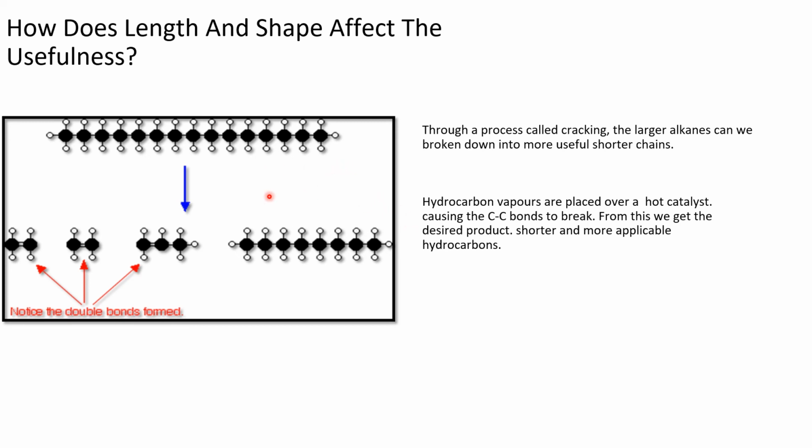So the longer chains are placed over a hot catalyst. This causes the carbon-carbon bonds to break, and from this we get our very desired products. These are shorter and more applicable hydrocarbons. And this process also creates the formation of double bonds on carbon-carbon. These are called alkenes, and these can be used to create monomers, which then go on to become plastics, like polyethylene.